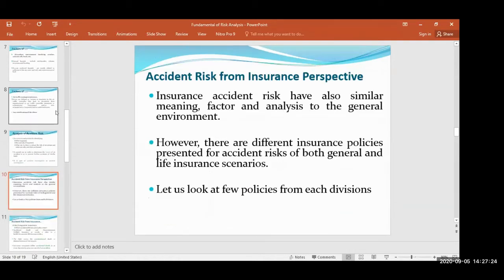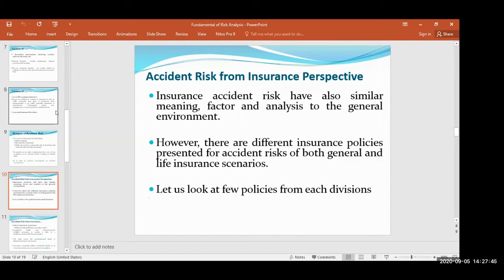So when you come to accident risk from insurance perspective, insurance accident risk has a similar meaning, and the factors in the analysis apply to general insurance. No difference at all. However, there are different insurance policies presented for accident risk for both general and life insurance scenarios. So let us look at policies from each division.